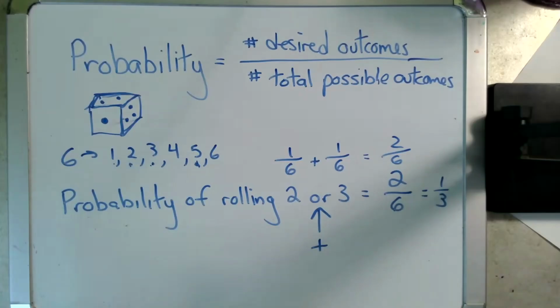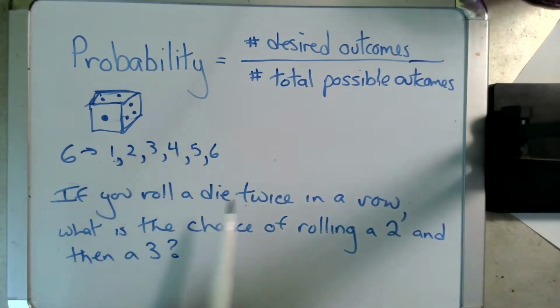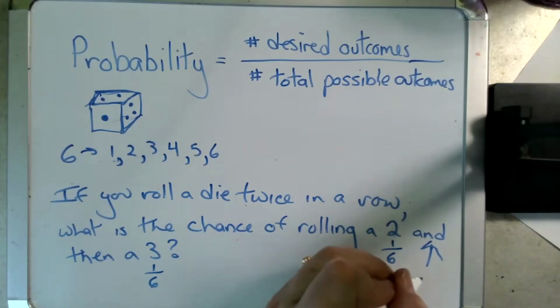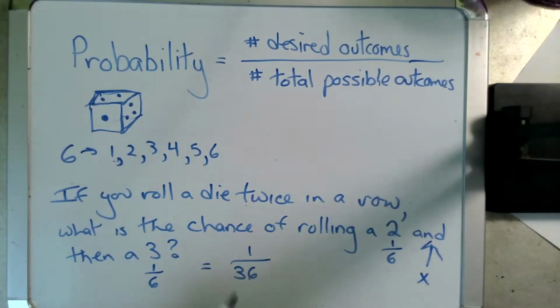Now let's take a look at "and." If you roll a die twice in a row, what is the chance of rolling a 2 and then a 3? Well, the chance of rolling a 2 is 1/6, and the chance of rolling a 3 is 1/6. The chance of rolling a 2 and a 3 is 1/6 times 1/6. "And" means multiplication. And so the answer is 1 out of 36.